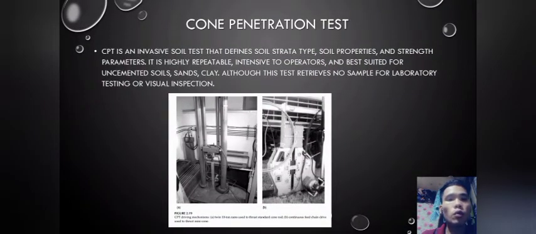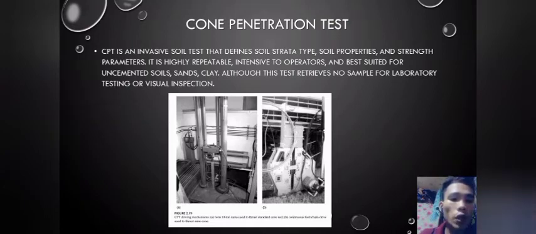So, let's move on to the cone penetration test. Cone penetration test or CPT is an invasive soil test that defines soil strata, type, soil properties, and strength parameters. It is highly repeatable, insensitive to operators, and best suited for uncemented soil, sands, clay, although this test retrieves no sample for laboratory testing or visual inspection.